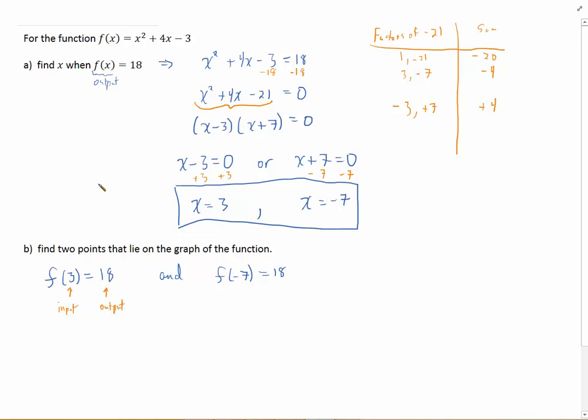And if we recall what that means from a graphical perspective, that means that the point (3, 18) is on the graph. Similarly, the point (negative 7, 18) is also on the graph.